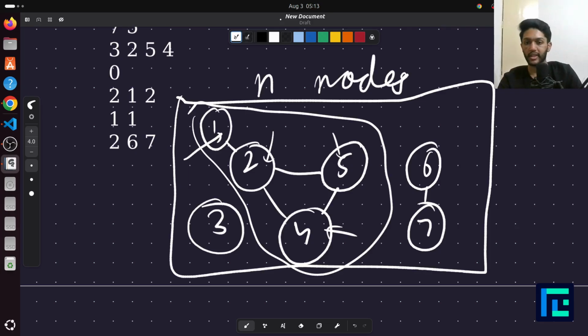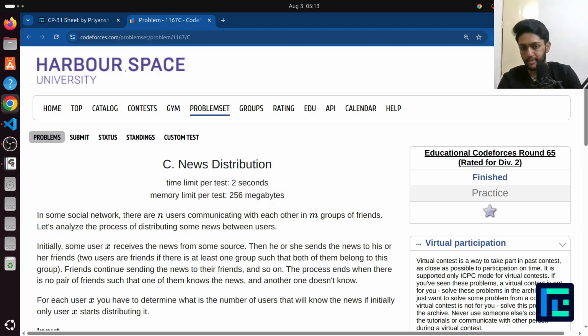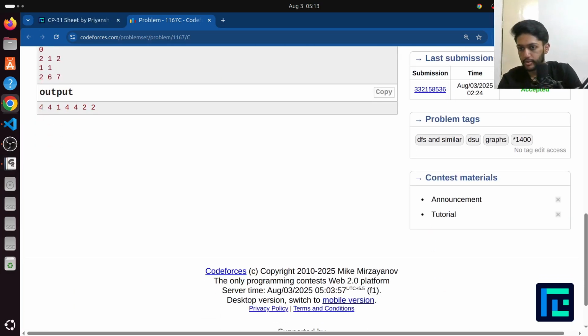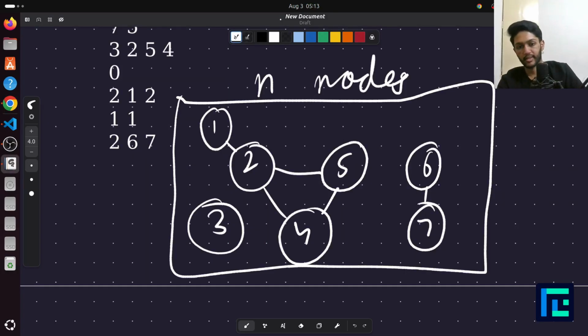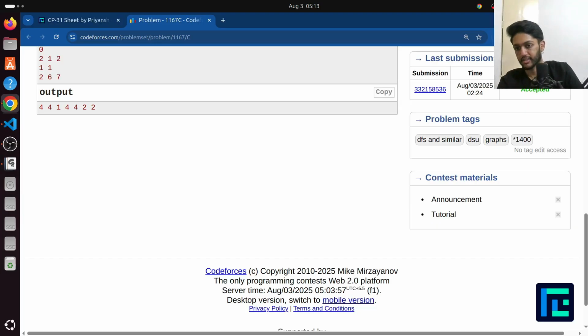So the answer for any of the nodes 1, 2, 4 and 5 is 4, right? You can verify that for nodes 1, 2, 4, 5, the answer is 4. Then this component has 6 and 7 in it. If I give the information to either 6 or 7, 2 people will receive it, right? So the answer for 6 and 7 is 2.